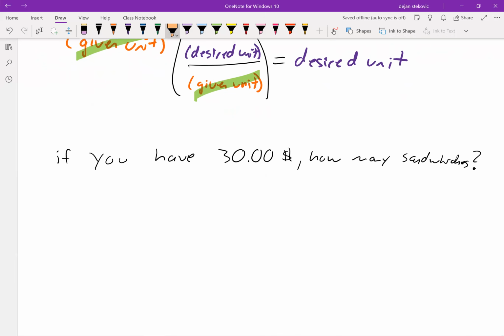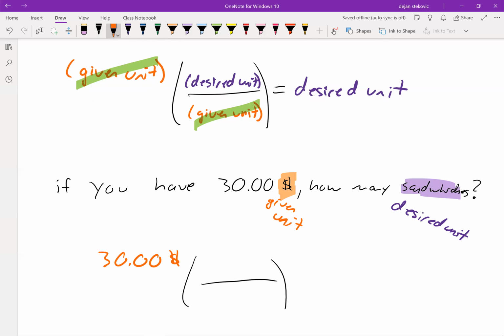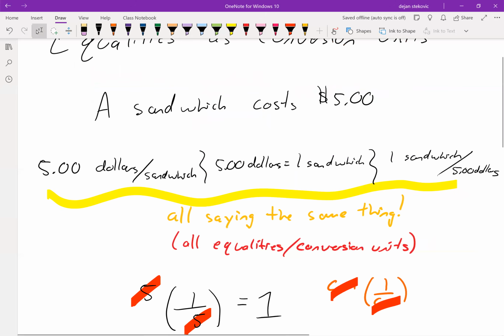So let's break down our problem. We have dollars, that's our given unit. And then we want sandwiches, that's our desired unit. So we have our given unit as $30.00, and then we're going to multiply it. Since we want to cancel out dollars, I know that dollars has to go on the bottom. That way dollars and dollars will cancel out. Now I just need to fill in the rest of the problem, and that comes from different conversion units that are either given in the problem or that you just know, right?